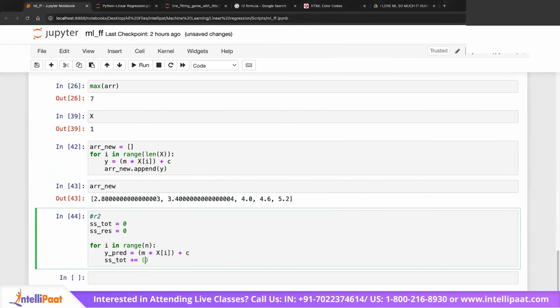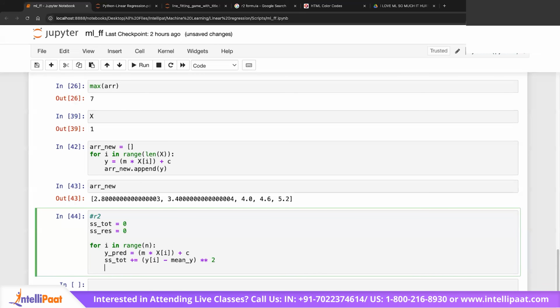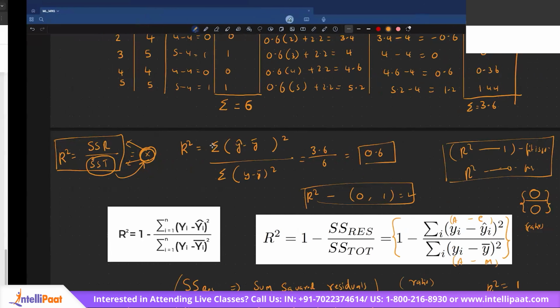So can I say the equation will be written like this? Y of i minus mean y the whole square. Y minus y bar the whole square. This is my sum of square total. My sum of square residuals value is equal to y minus y pred the whole square. Opposite. Y minus y pred the whole square.